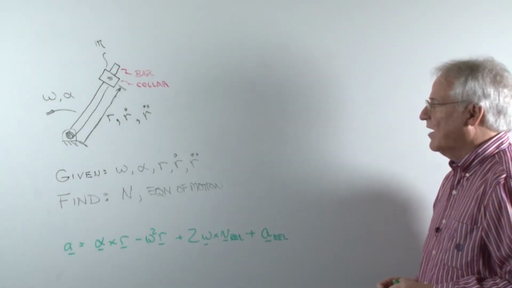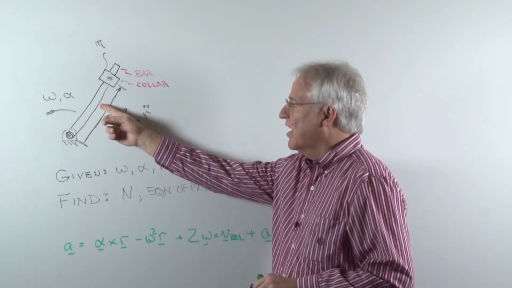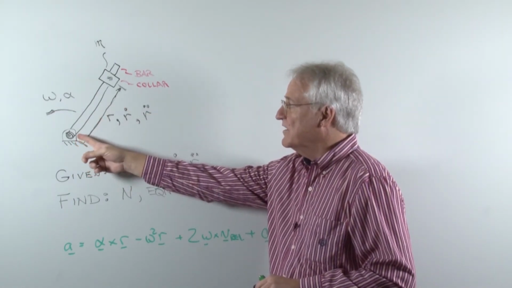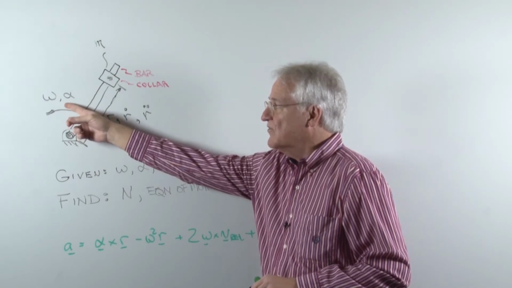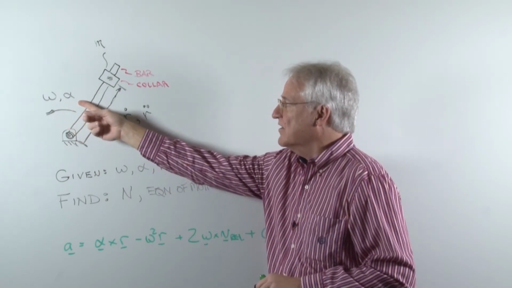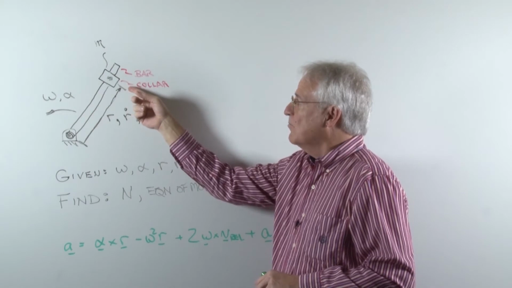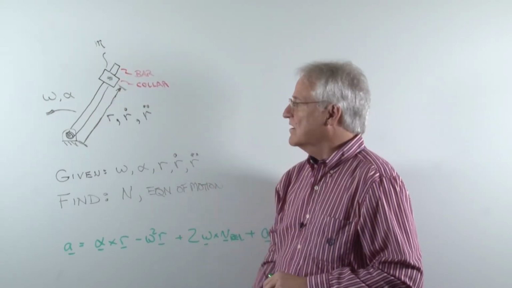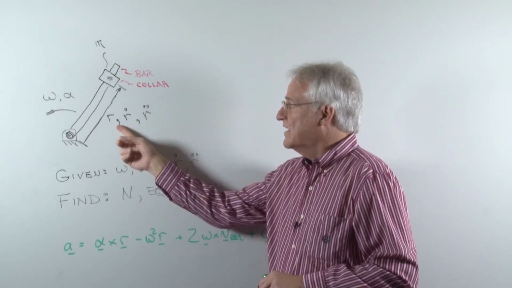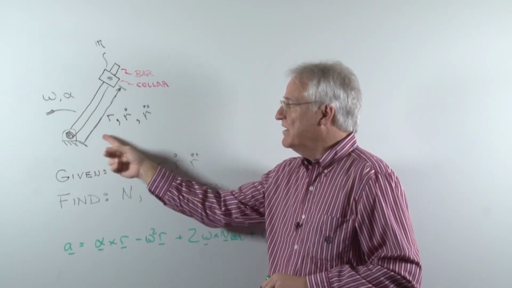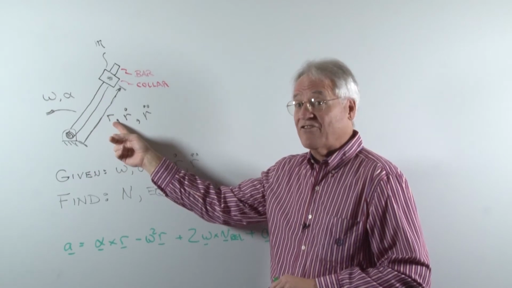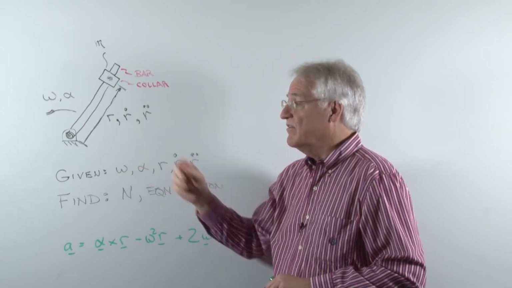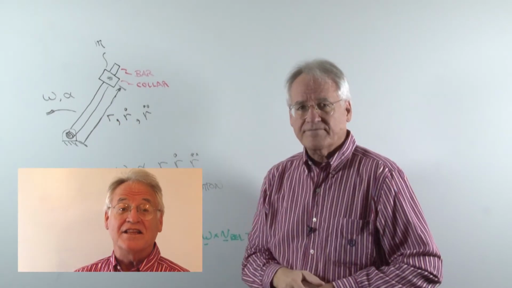Check this out. All right, so here's the problem. We have a bar rotating around a fixed pivot with an angular velocity omega and angular acceleration alpha. On the bar is a collar of mass m that slides along the bar's length. The distance of the collar from the pivot is described by the scalar length r and its derivatives. He forgot to mention that there's no friction between the bar and the collar.